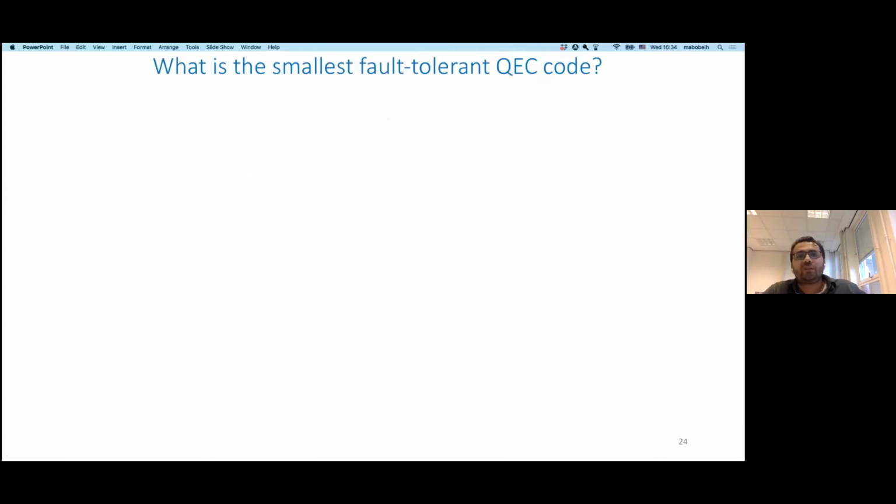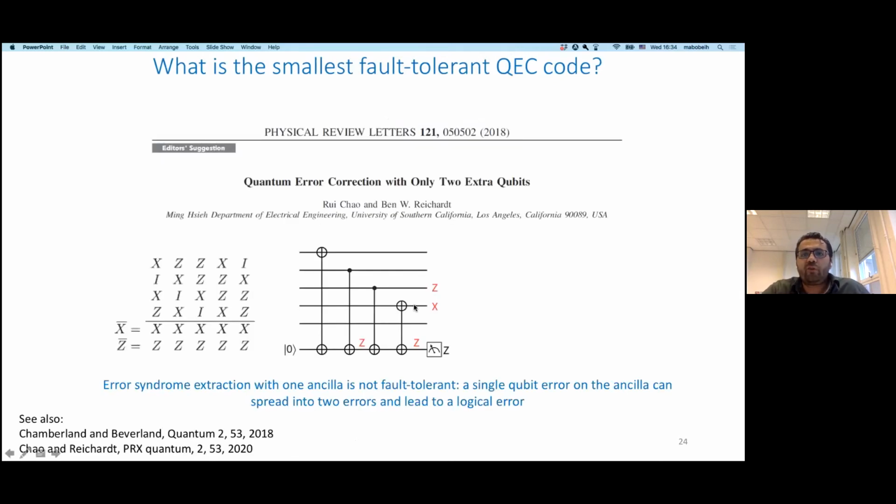So the question is, okay, what is the smallest fault-tolerant quantum error correction code that we can implement? Many of you probably know the famous 5-qubit code, which is sometimes called the perfect code. This is the smallest universal error correction code that can correct any type of single qubit error. However, extracting the error syndrome using a single ancilla qubit, like what's shown here, is non-fault tolerant, because a single qubit error on the ancilla can propagate into weight-2 errors, which leads to a logical error.